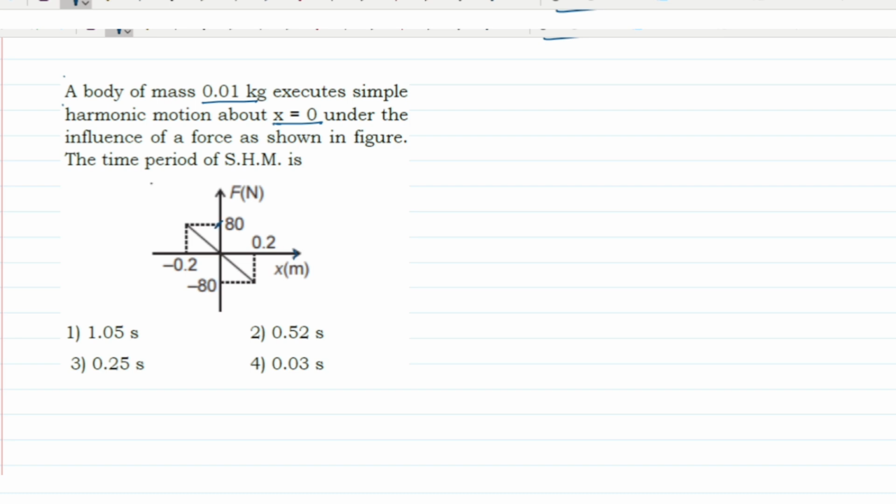From the graph we can say the maximum force is 80 newtons, and along the displacement axis the maximum displacement is the amplitude, which is 0.2 meter. You know the formula for maximum force, m omega square A. Maximum force is 80 newtons, mass is 0.01 kg, into 4 pi square by T square, into A. Amplitude is 0.2 meter.